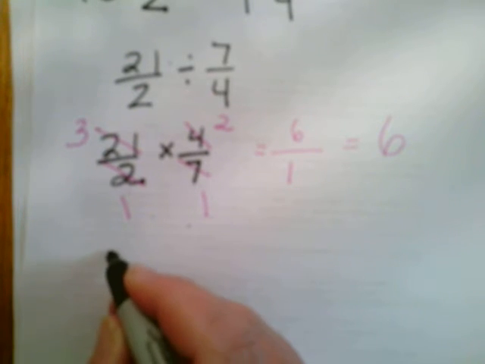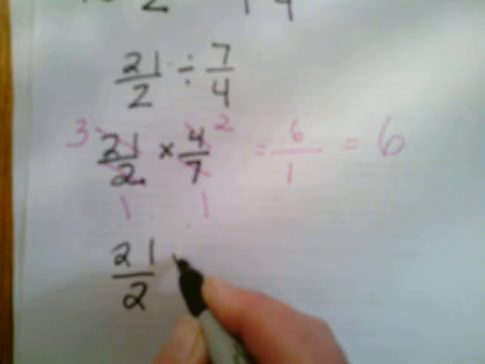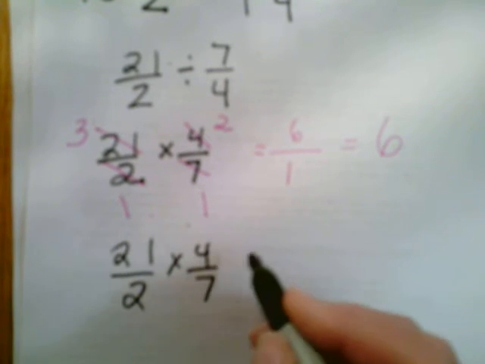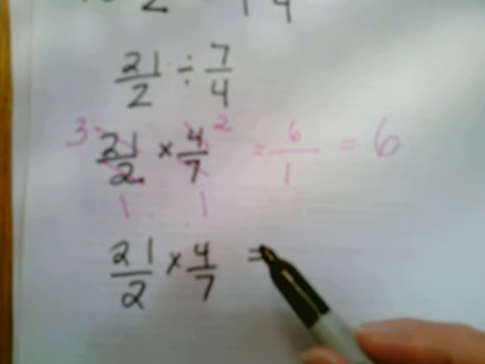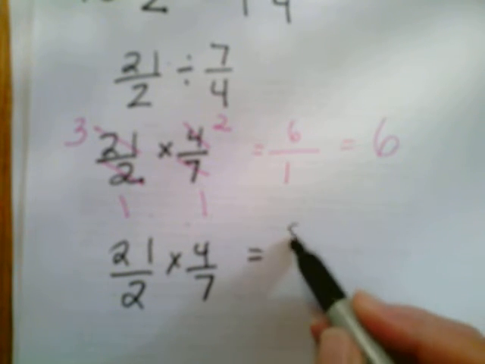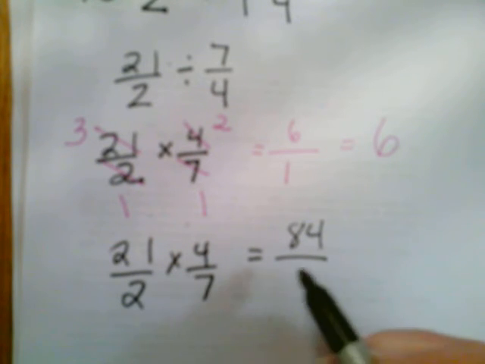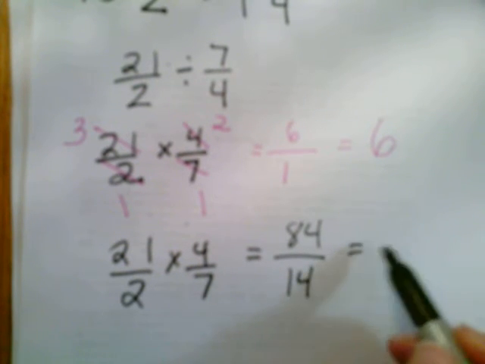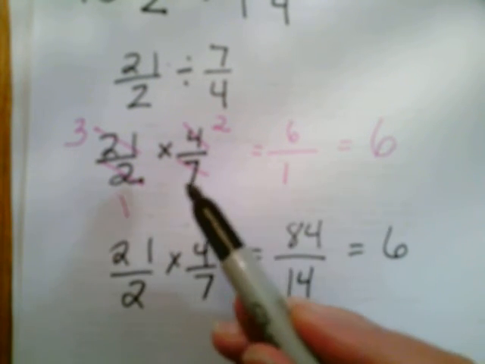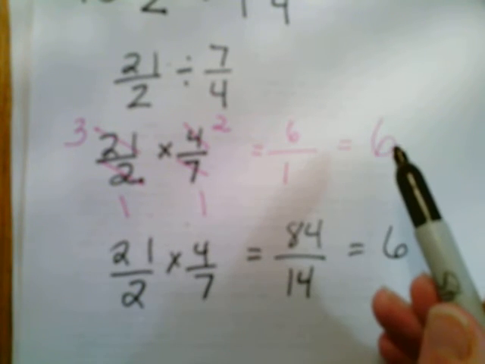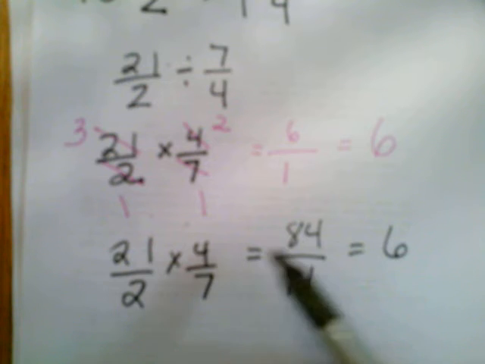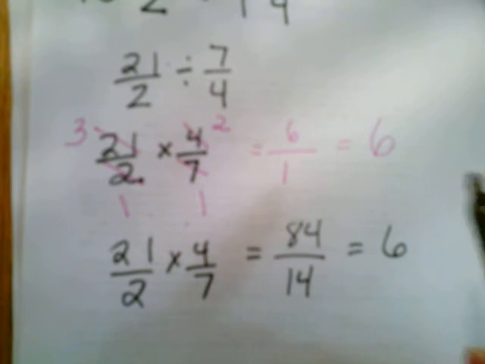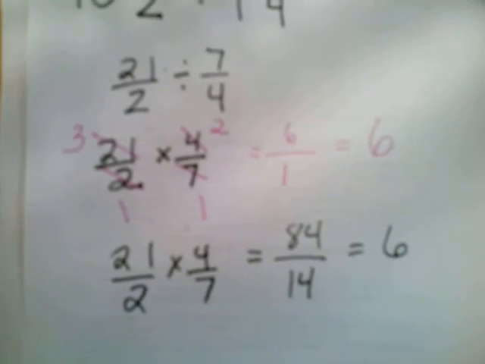Now if I want to do it the long way, I can say 21 times 4 is 84. And 2 times 7 is 14. 14 goes into 84 6 times. But you can see that this way is much easier. That you're not working with as big numbers as this. And you have less chance of an error. Okay, one more problem.